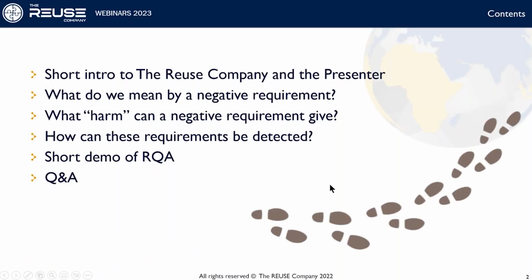I will start by having a short introduction of the reuse company and myself. Then I will focus on the issue of negative requirements. What are they and what harm can they possibly do to a set of requirements? Then I will perform a demonstration on how our tool RQA works, and I will stop at the end with a Q&A, question and answer session. So you can absolutely post your question in the question section here in the GoToWebinar tool, and we will go through them at the end.